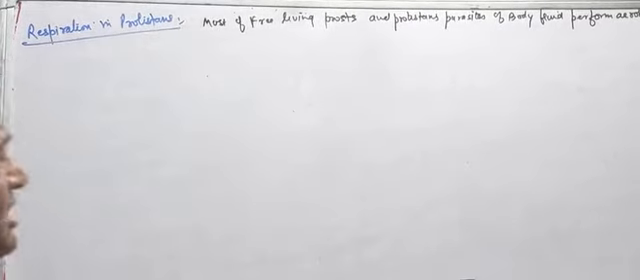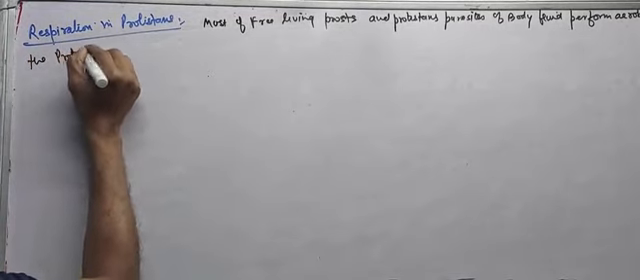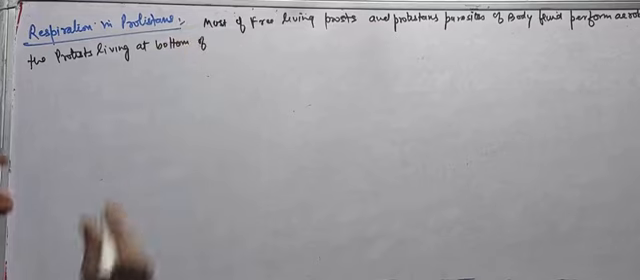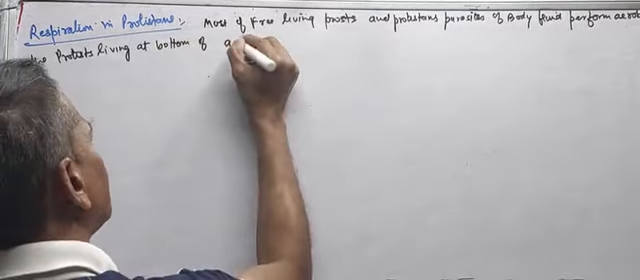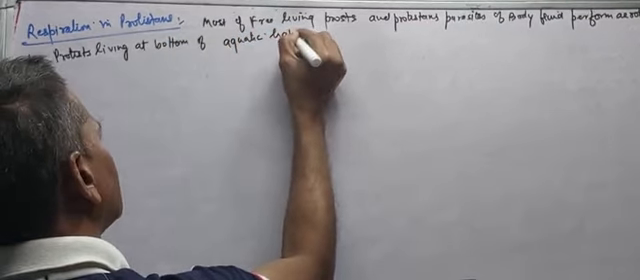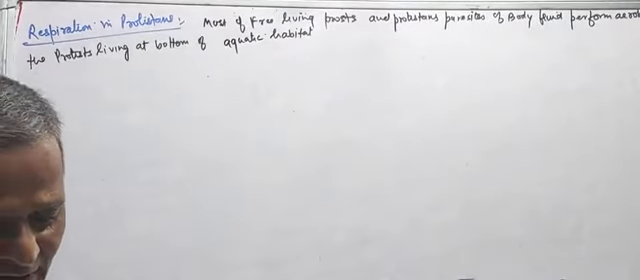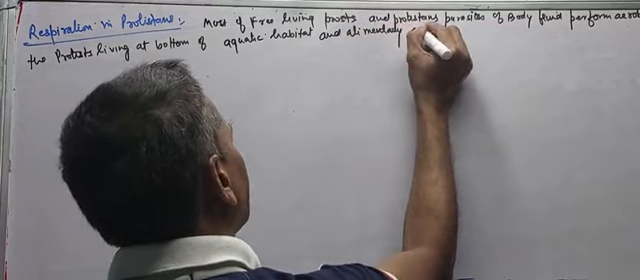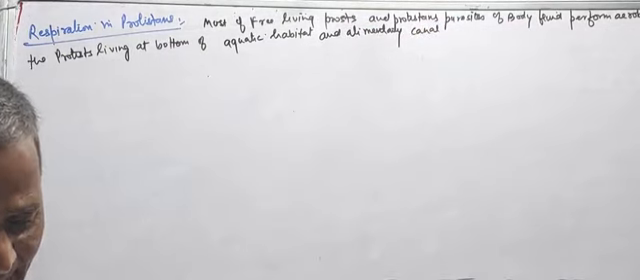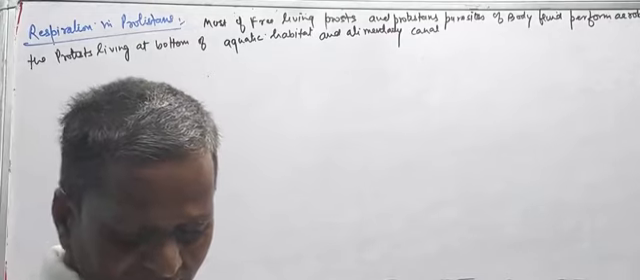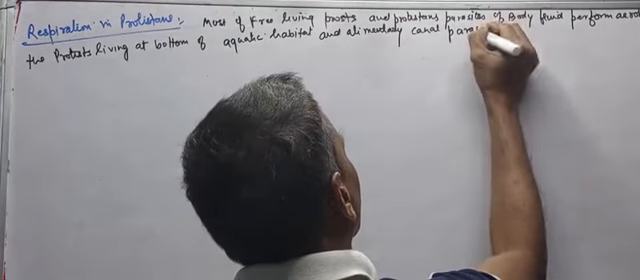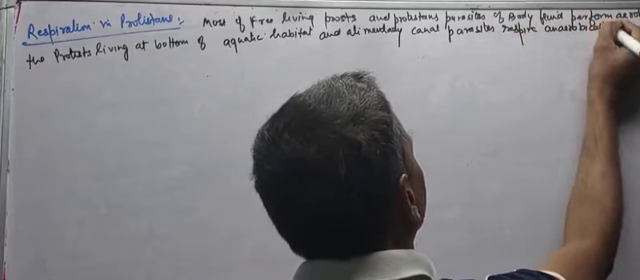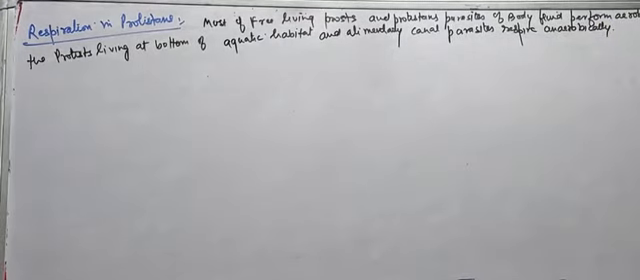The protists living at the bottom of aquatic habitat and alimentary canal parasites respire anaerobically.